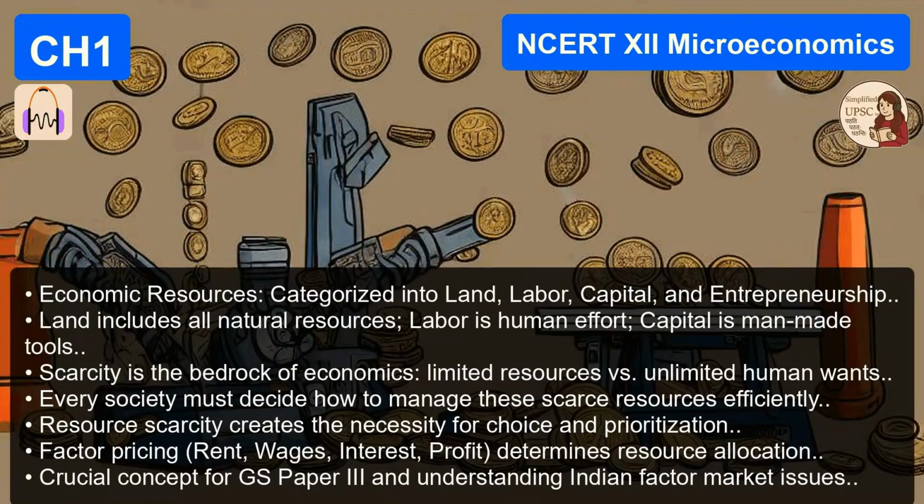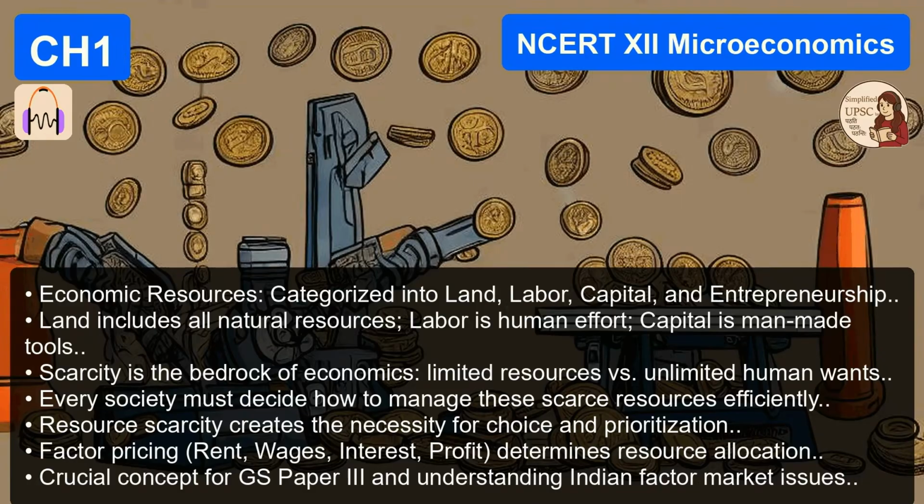Because you cannot have everything, you are forced to choose what to have. And this is true for a poor farmer in a remote village, and it is equally true for the United States government or the Indian Union budget. So the scale changes, but the fundamental problem remains identical. The finance minister and the weaver are wrestling with the same ghost.